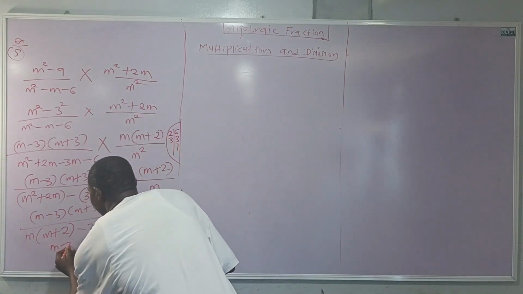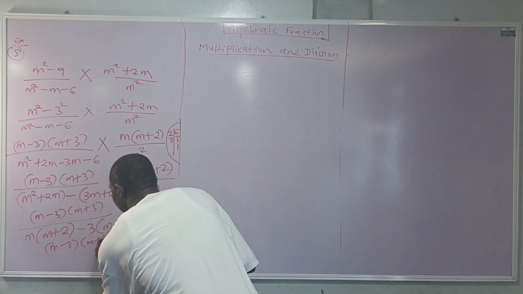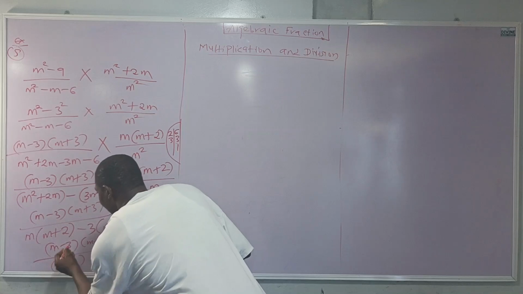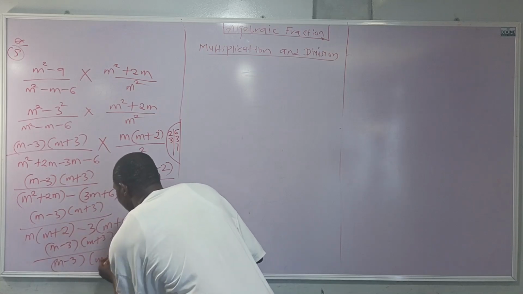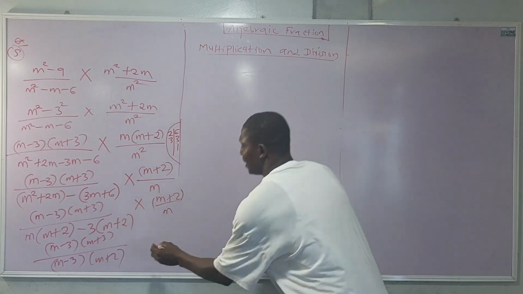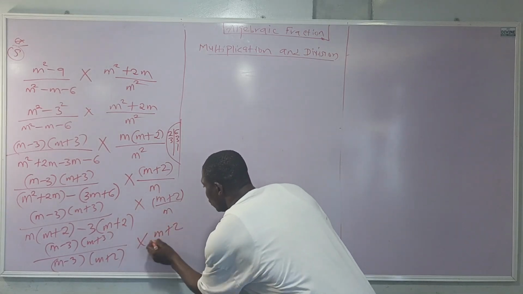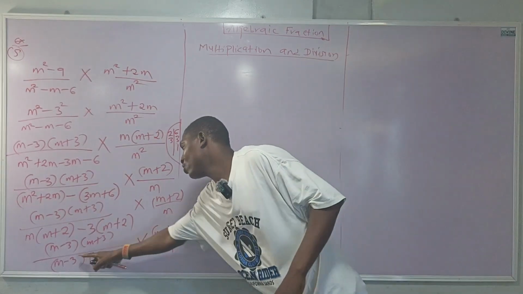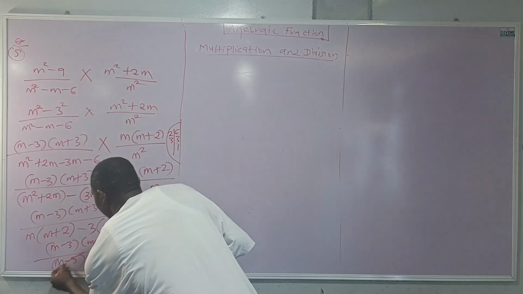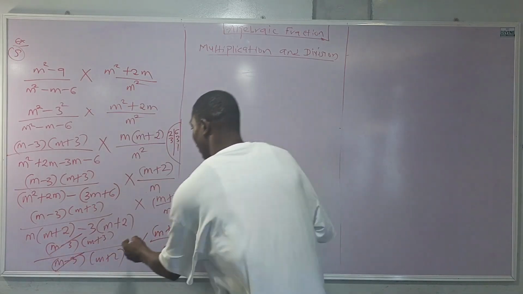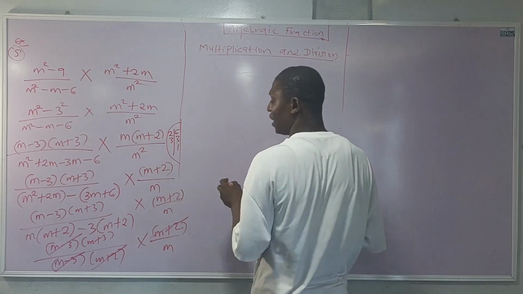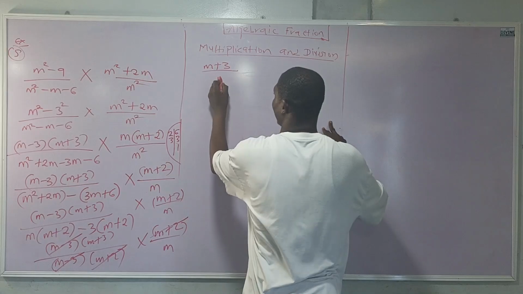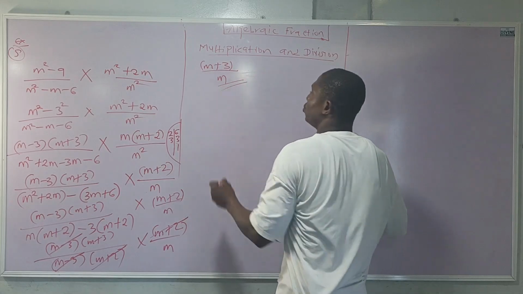I'll have m minus 3 bracket m plus 3 all over. These two brackets are the same, so I simply take m minus 3 and also m plus 2, one of it, times m plus 2 all over m. Now we can do our cancellation because bracket means multiplication also. So we see that this can cancel this, and our final answer will be m plus 3 all over m. You can choose to bracket it if you choose to.